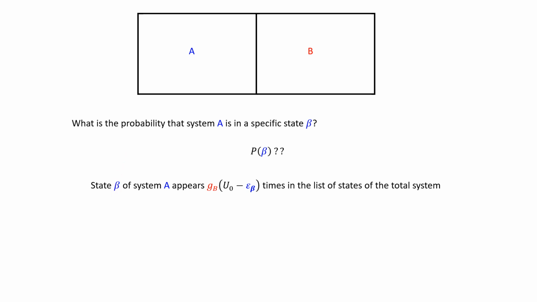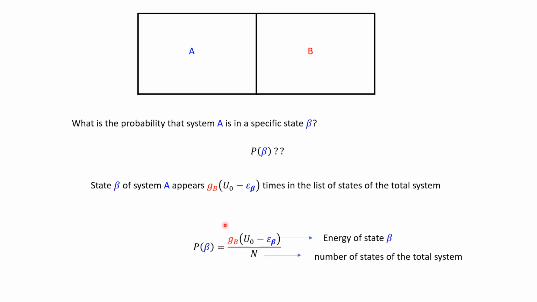Now, if this is the number of times the state beta will appear in the list of states of the total system, and if the number of states of the total system is n, then the probability that we're going to find the total system in a state in which system A is in the state beta is given by the number of states of the total system in which system A is in the state beta divided by the total number of states of the total system.